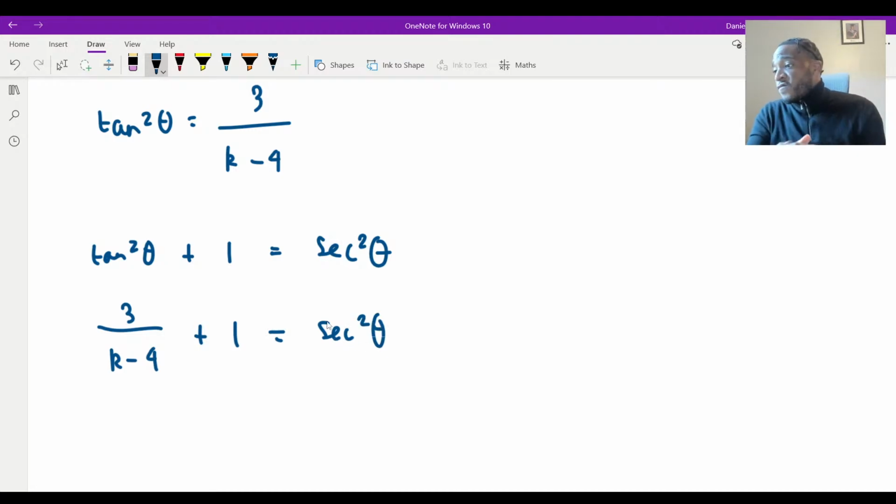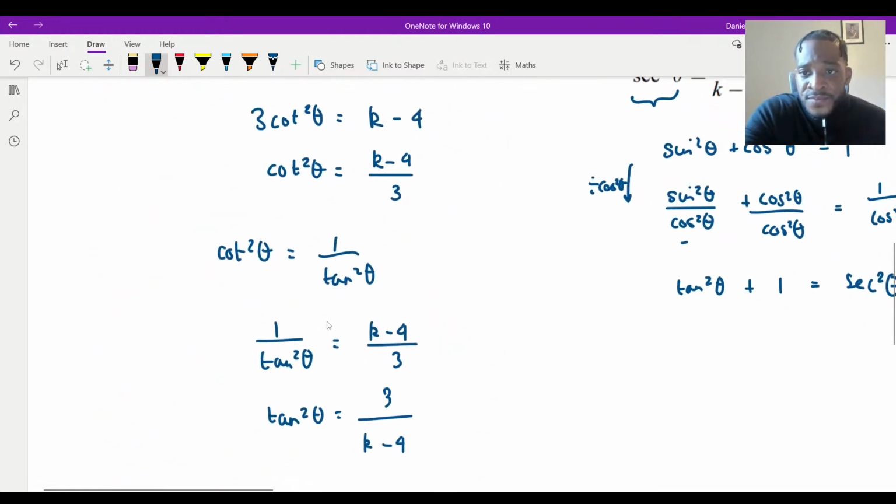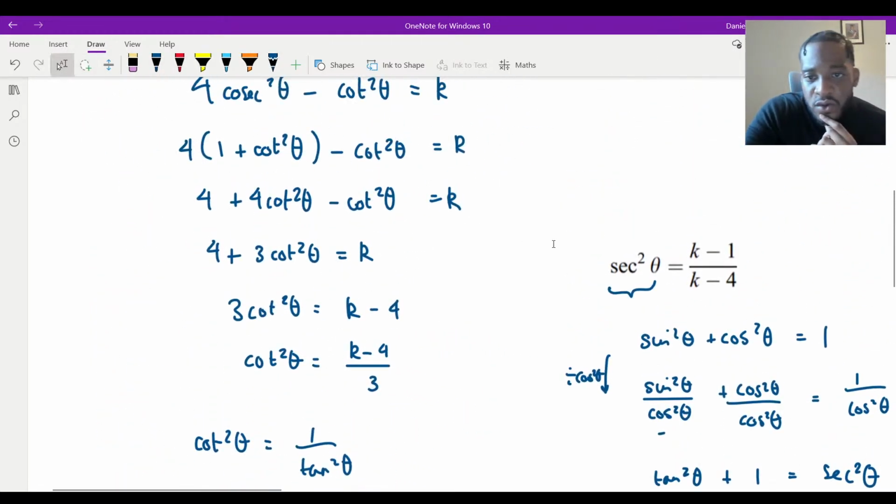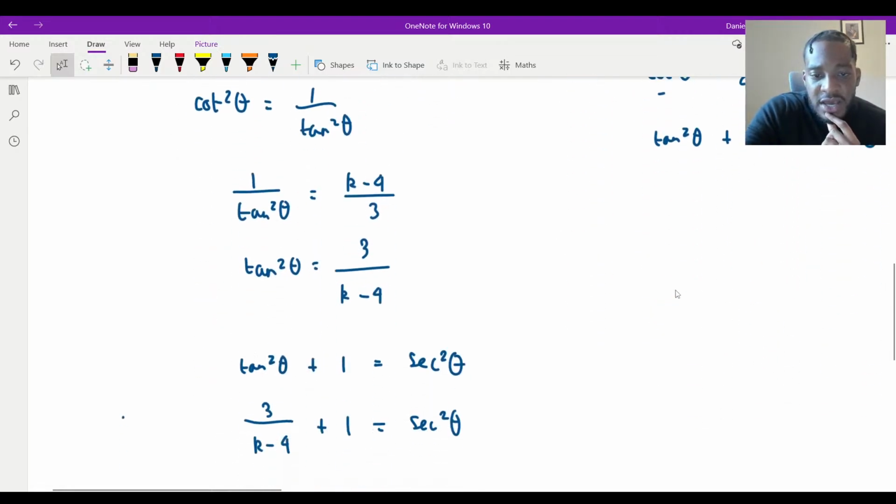Now, this is good because we've got sec squared and we've got it in terms of k. We just need to get it into that form. Let's get the form again. It's k minus 1 over k minus 4. So this looks like it's promising. Yeah, we've definitely done it.